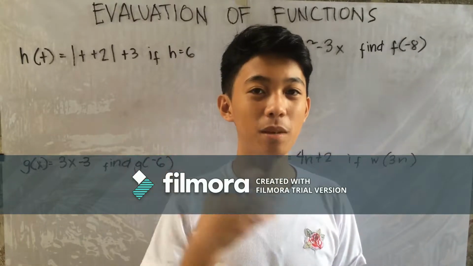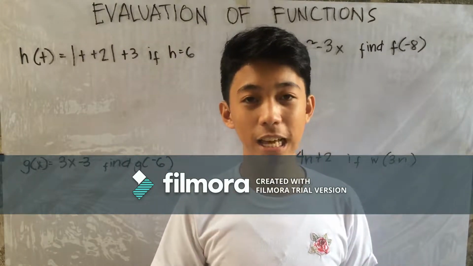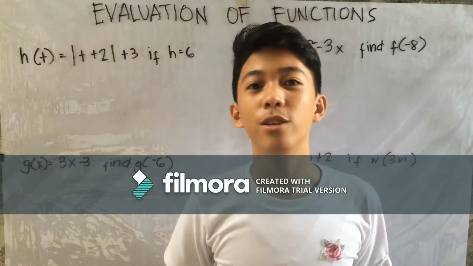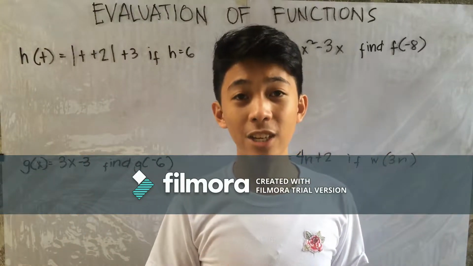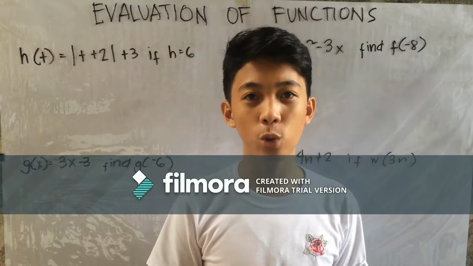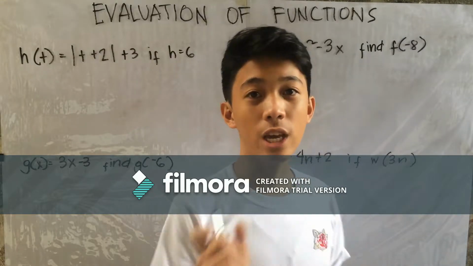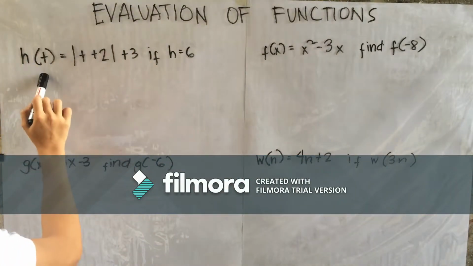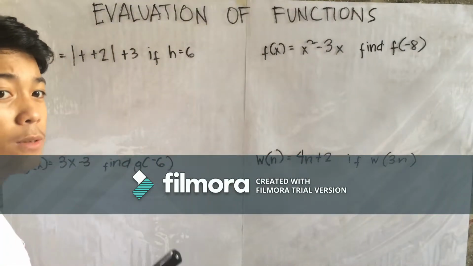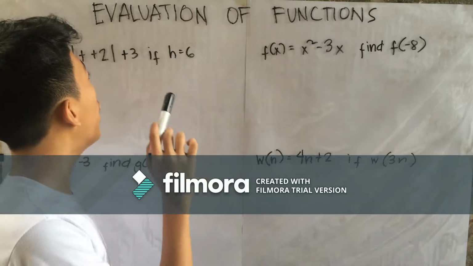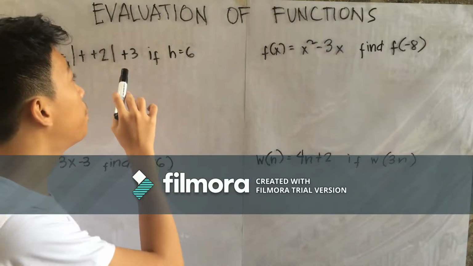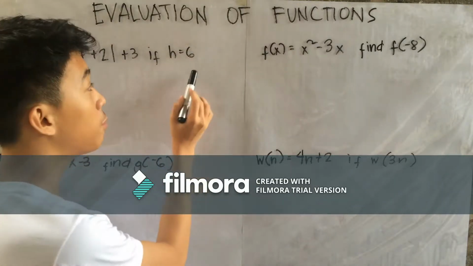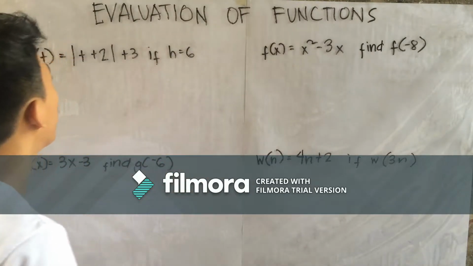Hi guys, so it's me again. So for today's another topic, we will discuss evaluation of functions. So this topic, madali lang siya kasi all we need to do is substitute yung value of n doon sa equation. So let's start. First, we have h of t is equal to the absolute value of t plus 2 plus 3 if h is 6. So, gagawin natin dyan is substitute natin yung 6 doon sa equation.